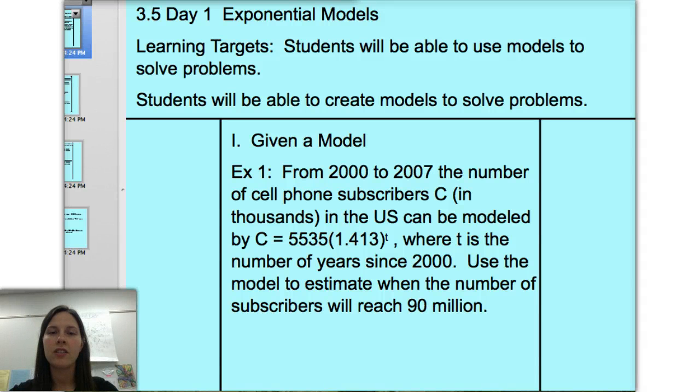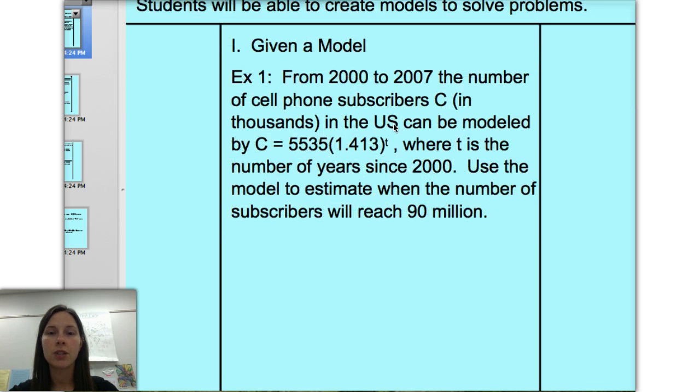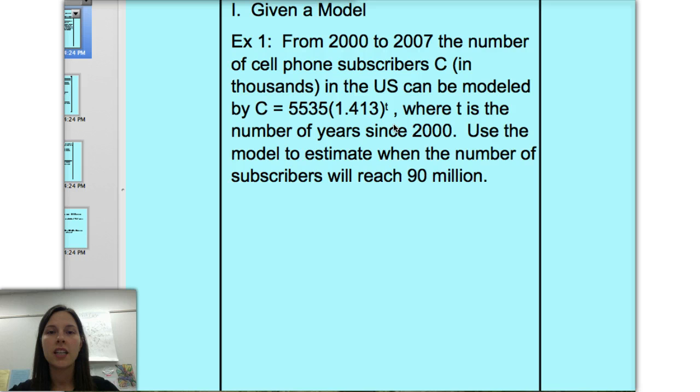In our last section of this unit, we're going to be taking a look at applications of exponential and logarithmic models. So if you take a look at our first example, we're given an equation for cell phone subscribers based on years after 2000. That's our t variable. What we're given is the number of subscribers, and we need to determine how long that takes. So notice we're solving for t.